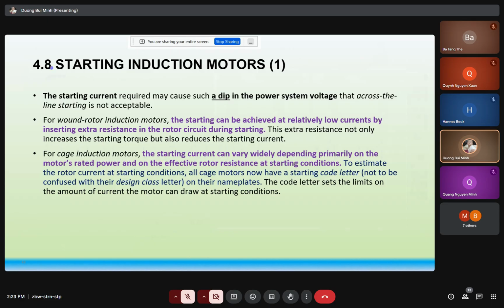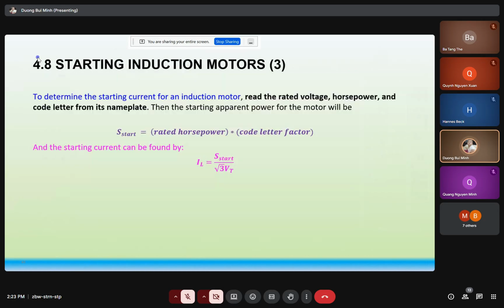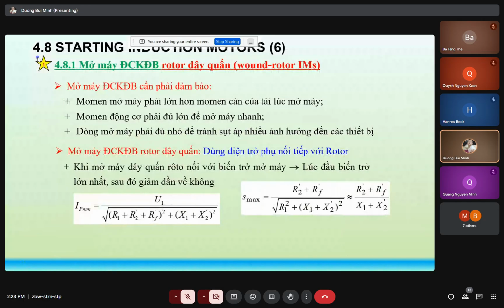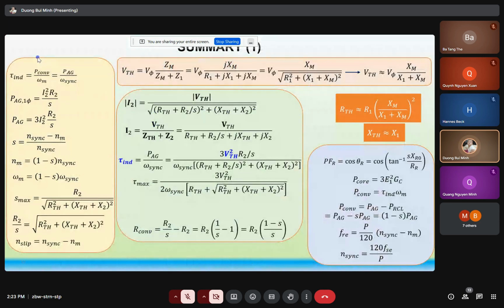For session 4.8, we skip. How to start induction motors, you can read in my lectures and you can understand. And remember that here we have all formulas summarized by me, and it will help you to answer the homework, also for the final exams in relation to induction motors.